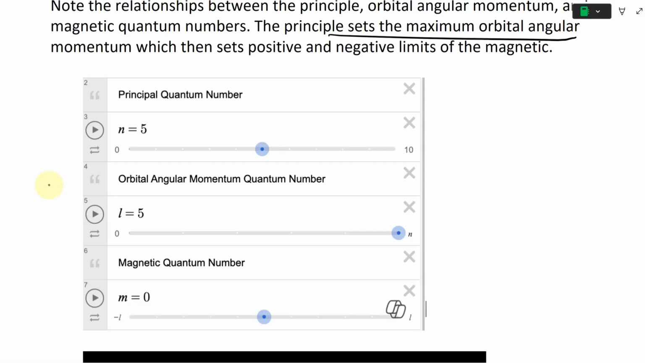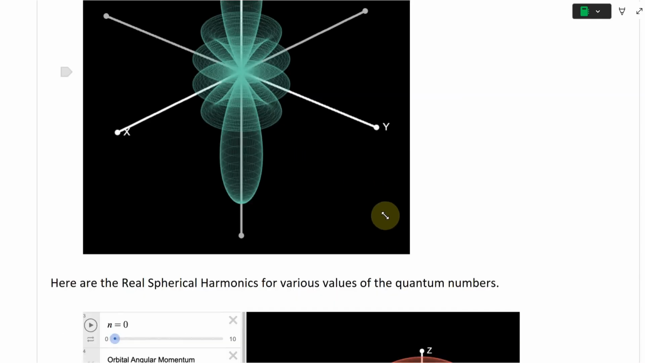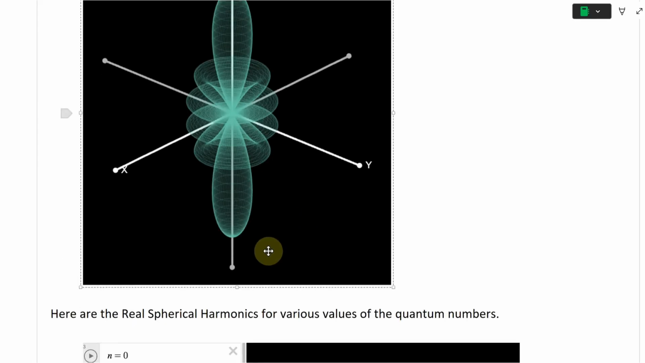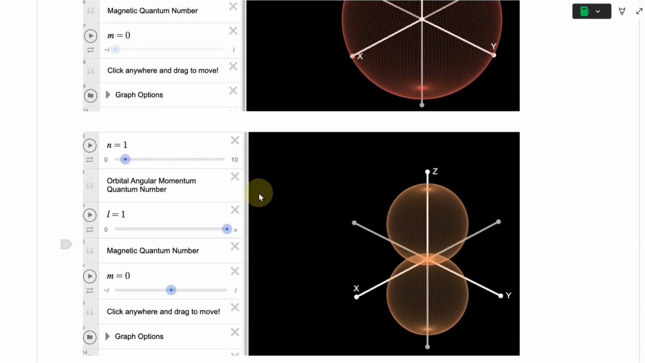Now here are some values. If you have n equals 5, L equals 5, m is 0, you get this setup here. That's the default one, which is quite fascinating. Also, going further, here are the real spherical harmonics for various values of the quantum numbers. If n is 0, then L automatically becomes 0, and we just get a sphere. They all have the exact same values. If n is 1 and L is maximum, make it 1. Otherwise, if you set this as 0, it will be the same thing as this one.